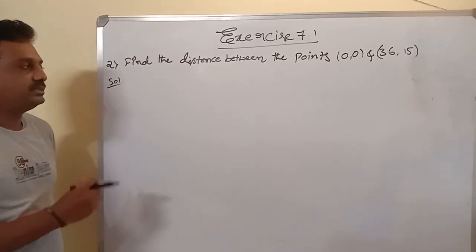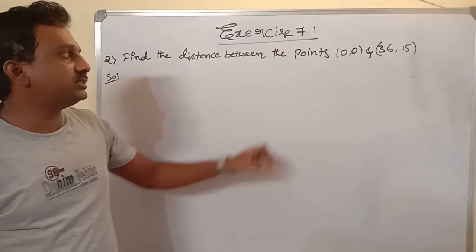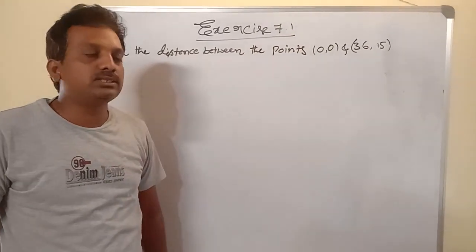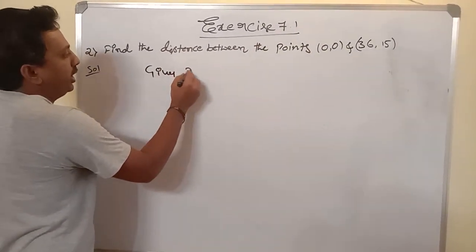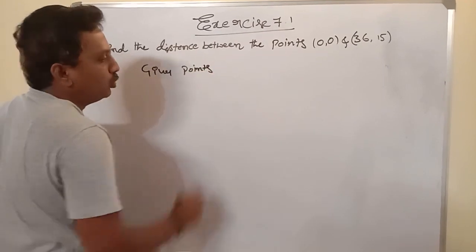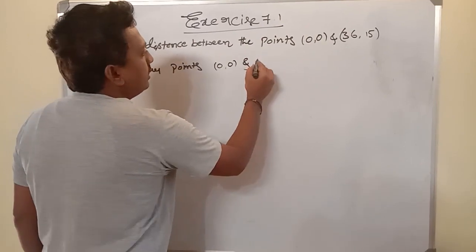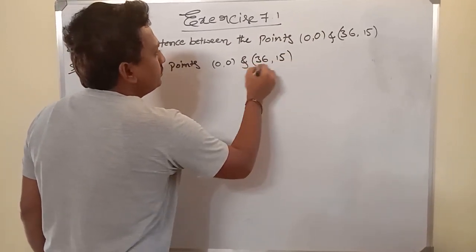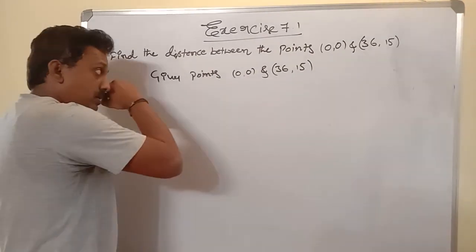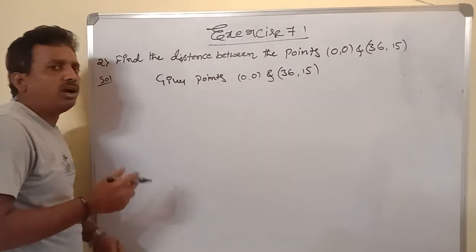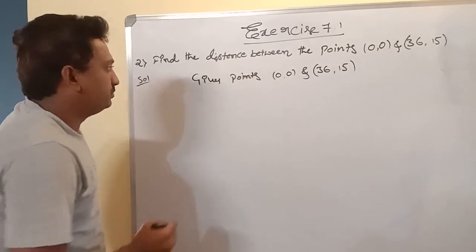Okay, now the second problem. What is the second problem? Find the distance between the points (0, 0) and (36, 15). Solution: given coordinate points (0, 0) and (36, 15). One is the origin, another one is a coordinate point. We know that already. Find the distance between the origin and any point.